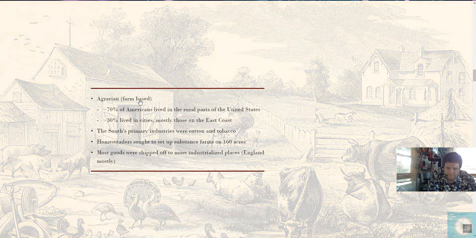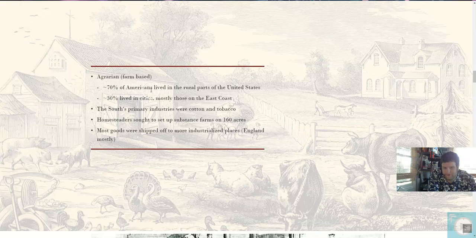No, so these statistics really hammer it home. 70% of Americans lived in rural areas of the U.S. 30% were in those East Coast towns. The South's primary industries were cotton and tobacco. The Homestead Act, in case you don't recall, is 160 acres, which is considered an ideal amount of farmland in the eastern United States. If there was any manufacturing, it got shipped elsewhere.